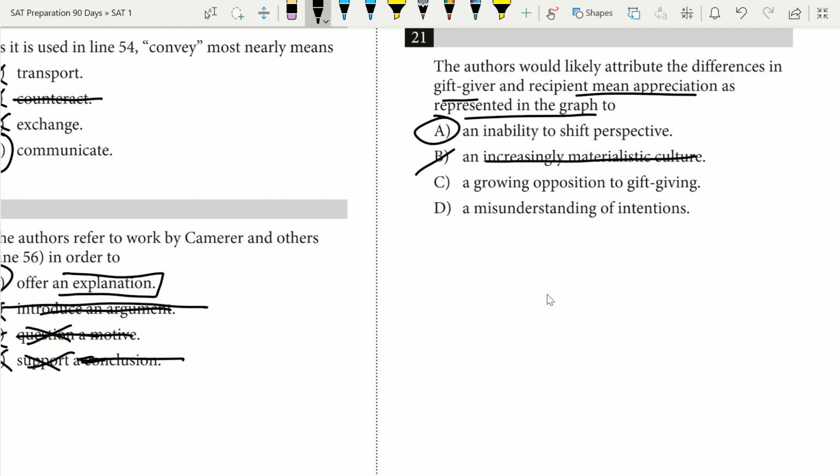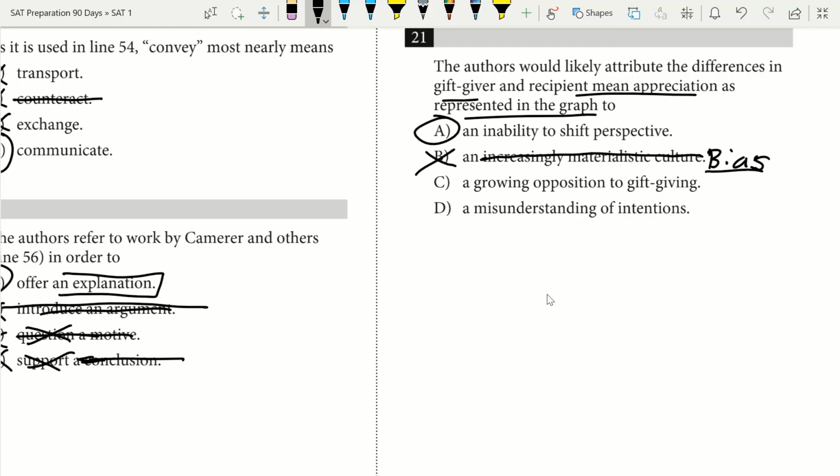C, a growing opposition. Right here, this is a good example of a bias trap. If you have any bias, there are questions on the SAT reading section that'll try to lead you with bias, right? So if you were very against increasingly materialistic cultures, then you would be, oh yeah, B has to be right because materialistic cultures are so bad and things like that, right? That would be you leaning into your bias and not paying attention to what the question's asking, what the text supports. So watch out for that as well. There are questions that lean into bias. Don't be biased and pick an answer just because you agree with it personally.